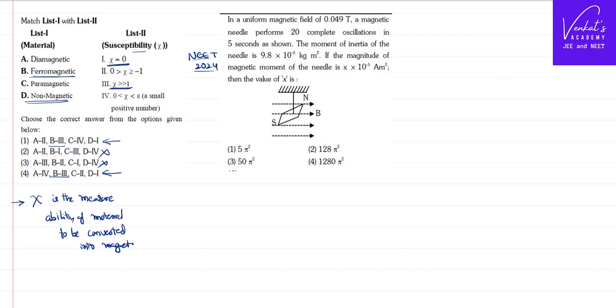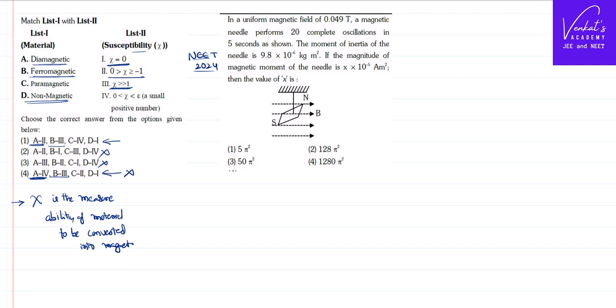Then diamagnetic materials are slightly repelled by magnets. They move against the magnetic field. That means their susceptibility is negative. Here it is greater than minus 1, but close to minus 1, which is quite possible. Therefore, for A, it has to be 2. Here A is 2, but here A is 4, so this can be ruled out.